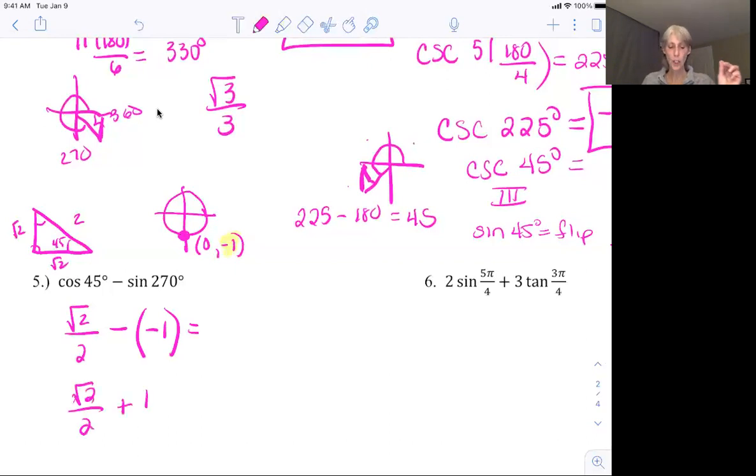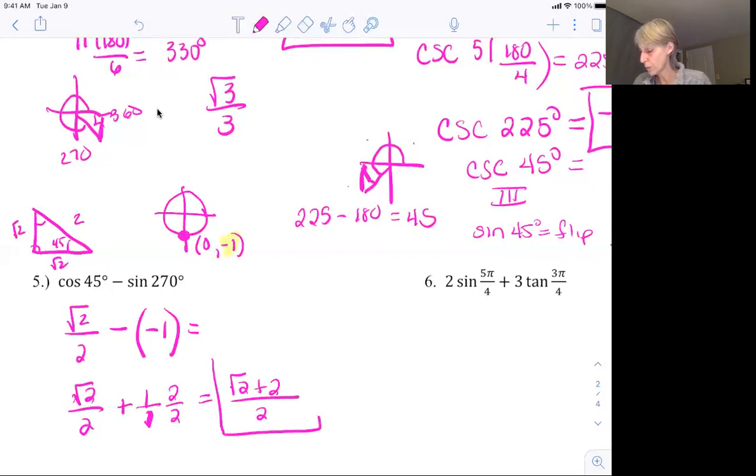We really should combine this and make this one ratio, because remember, technically our end answer has to be one fraction. So radical 2 over 2 plus, when I want to add this together, 2 over 2 equals rad 2 plus 2 all over 2. And that would be your final answer for that one.